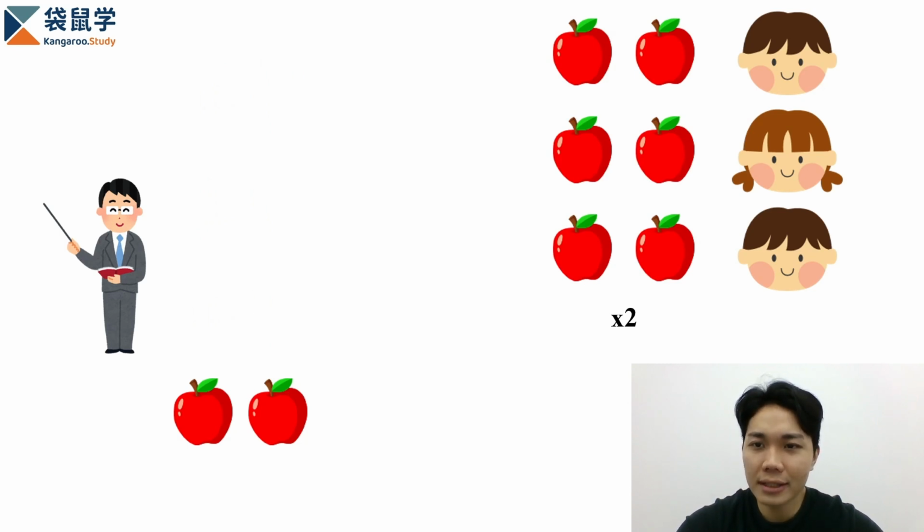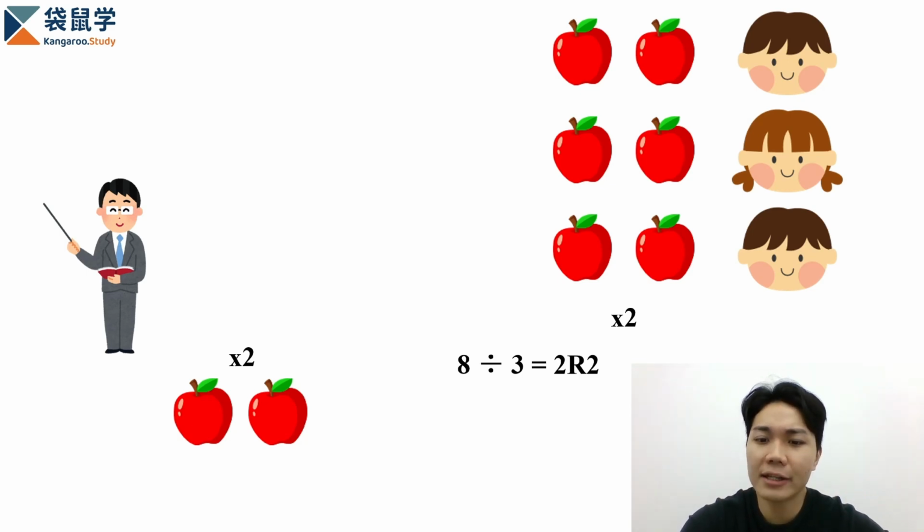When I give them away, the number of apples that the children receive is double, right? Originally they have 1, now they have 2. And what happens to my remainder? The remainder also doubles. Let's see, does it always keep doubling? Now, we find that the equation is 8 divided by 3 equals 2, remainder 2. So we have 2 apples left.